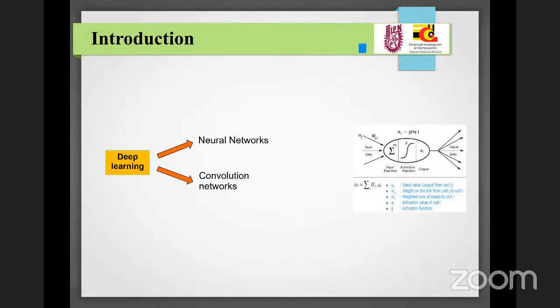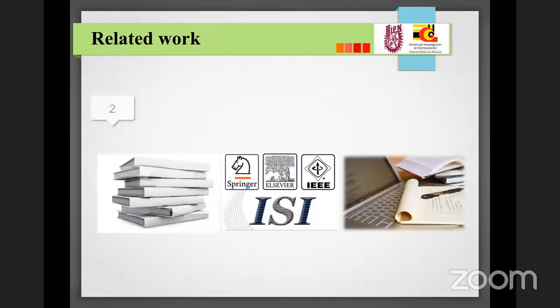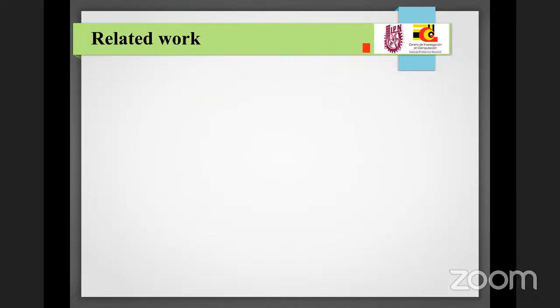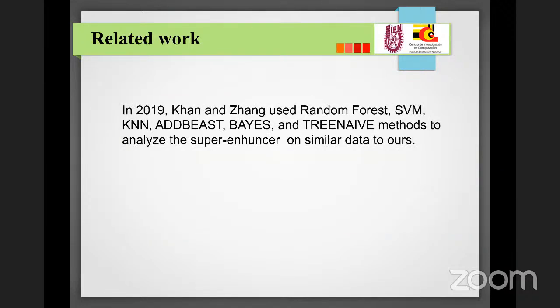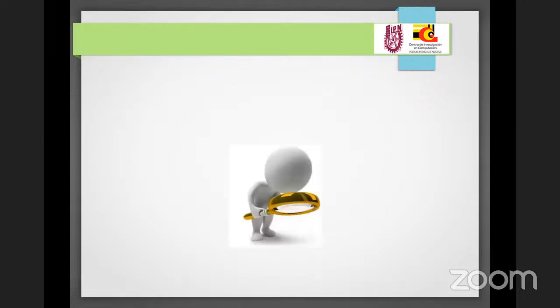The convolution network is divided into two sectors, one-dimensional convolution and two-dimensional convolution. Both relate to our work. In 2019, Han and Zhang used random forest, SVM, KNN and other methods to analyze the super enhancer and similar data to ours.